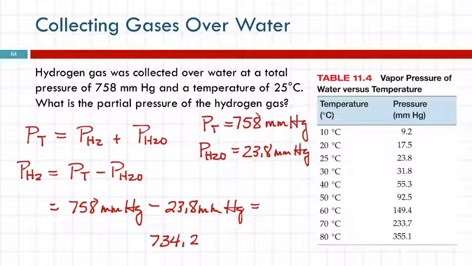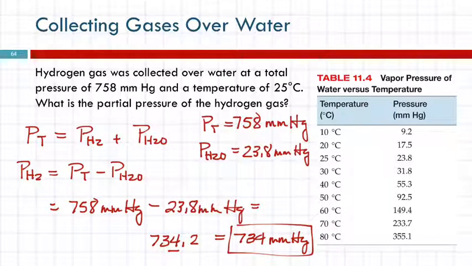But our initial pressure was to the nearest ones place, and so then our answer should be to the nearest ones place, 734 millimeters of mercury. Any questions?